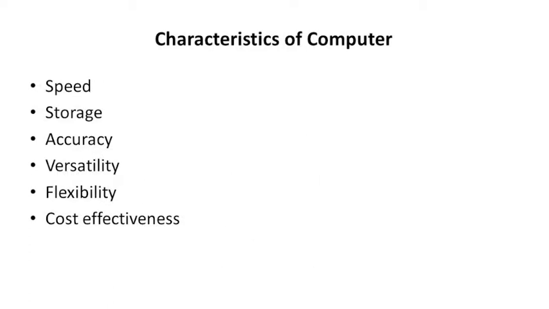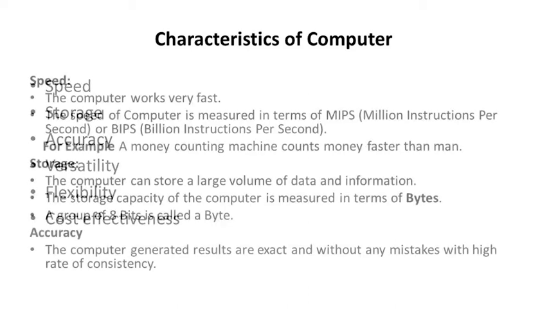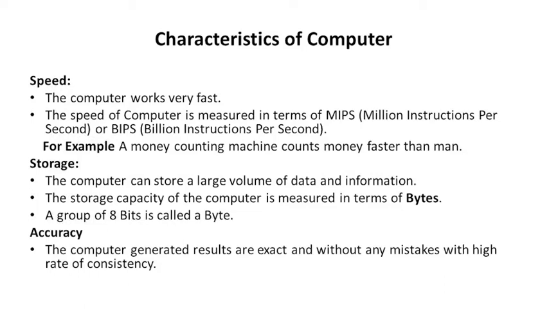Next heading is characteristics of computer. What are the different characteristics of computers? The characteristics are speed, storage, accuracy, versatility, flexibility, cost effectiveness. We will discuss these one by one in detail.